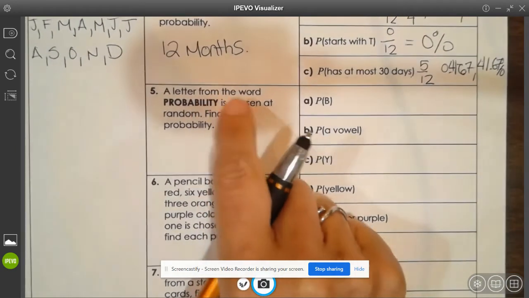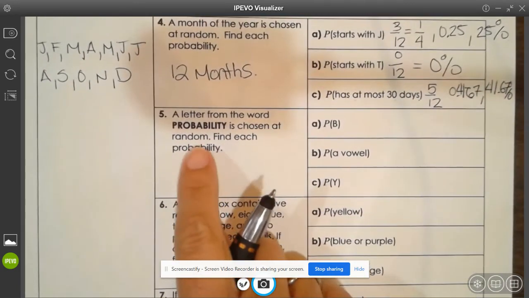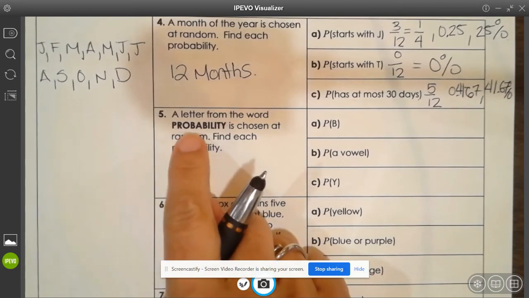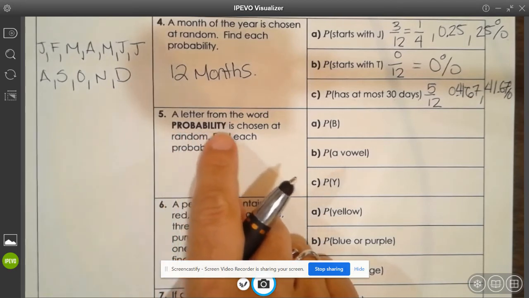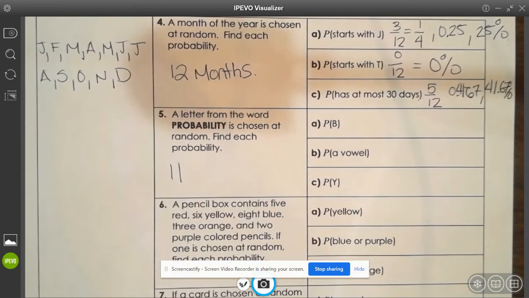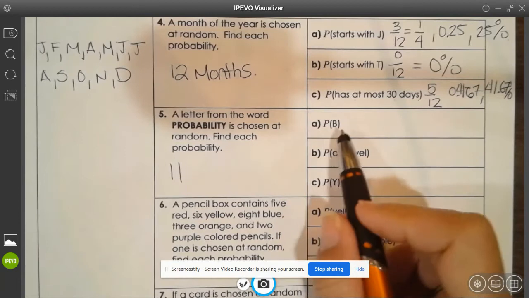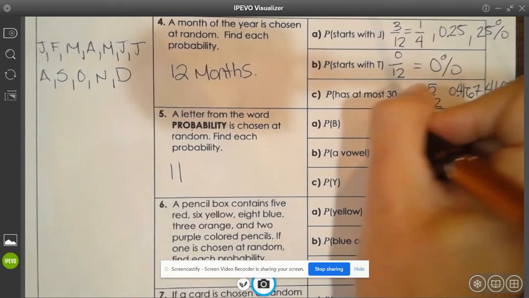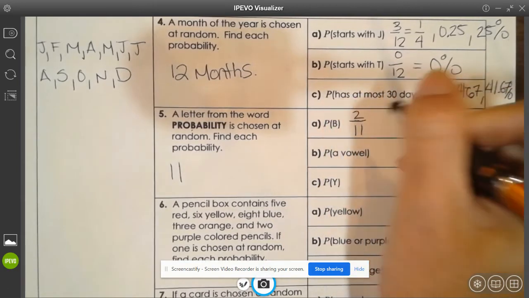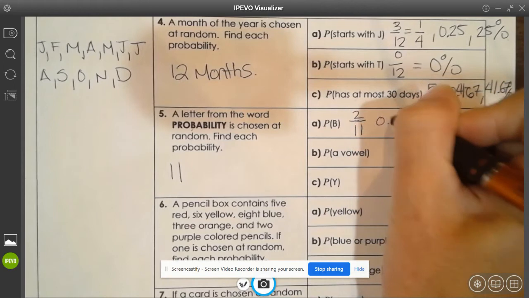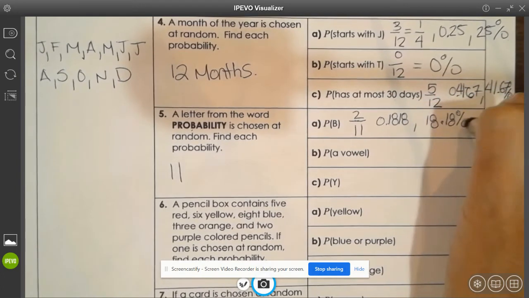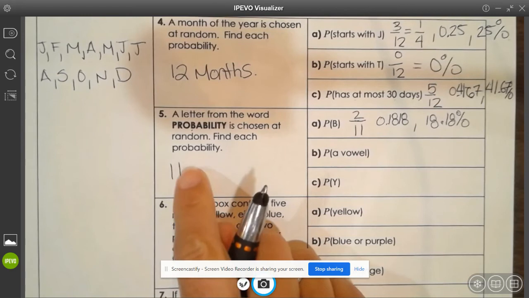All right, so a letter from a word, that's another pretty popular one that we use, letters from words. We have to count how many letters are there. So 1, 2, 3, 4, 5, 6, 7, 8, 9, 10, and 11. There are 11 letters total. That's our denominator. All right, so what's the probability that you get a B? How many B's are here? 1 and 2. So that's 2 over 11. You divide that, you get 0.1818. Multiply by 100, you get 18.18%.